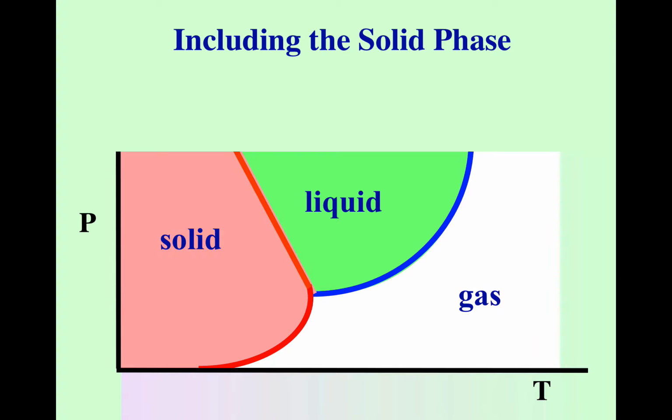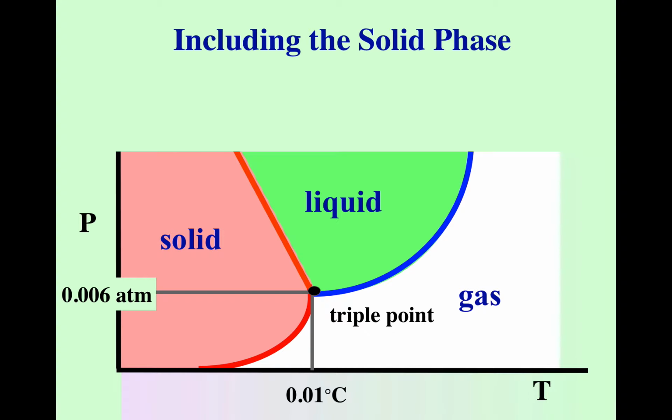So if we include solid in this, we end up with all three phases being represented. So at this particular temperature, 0.01 degrees Celsius and 0.006 atmospheres, I'm at what's called the triple point. I'm at the equilibrium between being a solid, liquid, and a gas all at one point. All right, so at this point, you're not any of these, right? You're at the cusp of being either one of them.